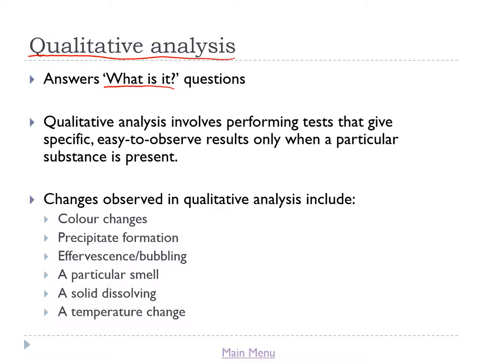What it does is it involves performing tests that give specific and easy to observe results only when a particular substance is present. When a chemist does one of these tests, they might be looking for a colour change, the formation of a precipitate, effervescence or bubbling, a particular smell being formed, a solid dissolving, a temperature change, any of those kinds of really easy to observe changes. Importantly, you want to make sure that change only happens when a particular substance is present, because that way you know for sure that you've got what you hope you've got.